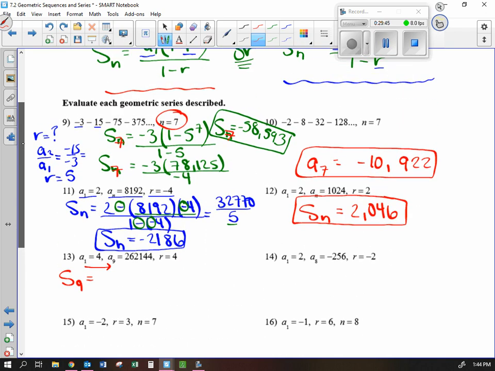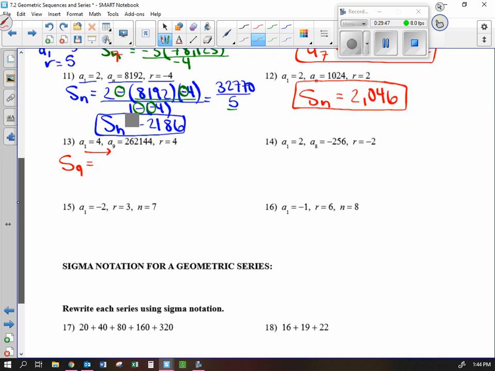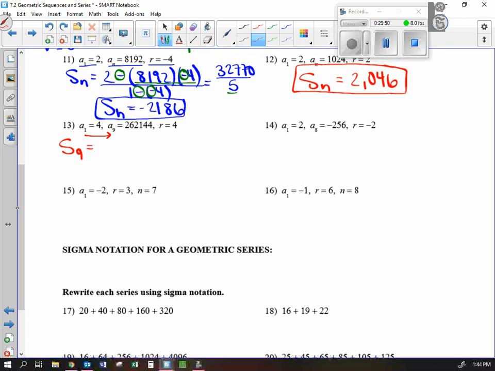And a sub n being that value, 262,144. So let's plug in everything we know. S sub 9 equals a sub 1, which is 4, minus this huge number, 262,144, times our r, which is 4, and that's all over 1 minus our r, or 1 minus 4.